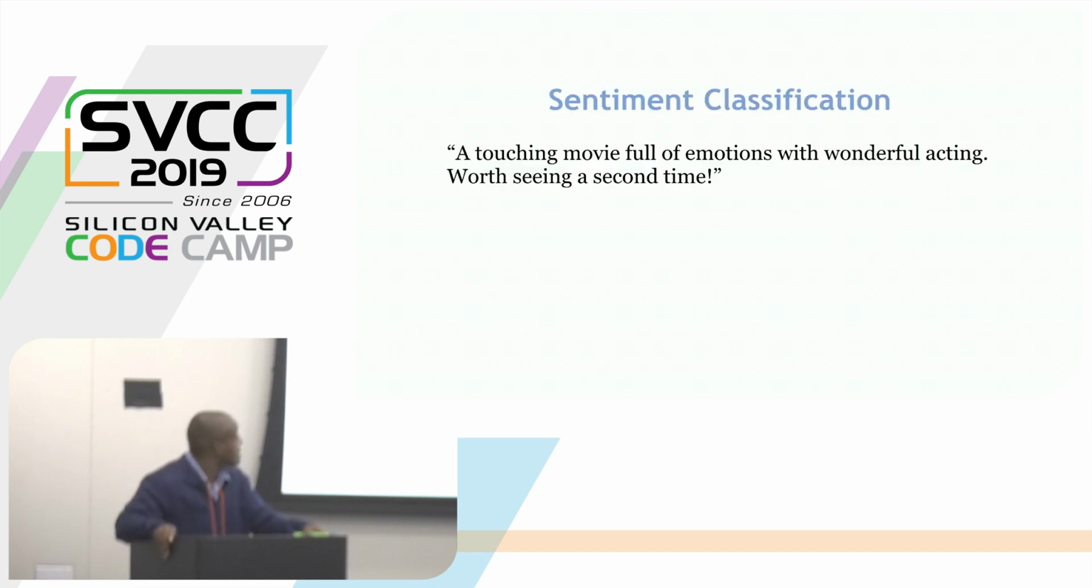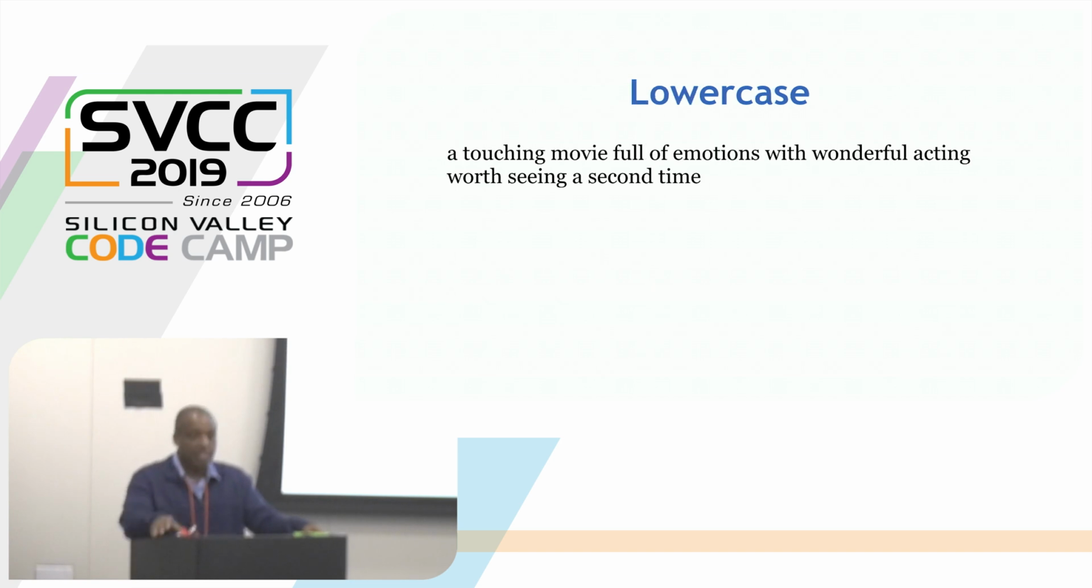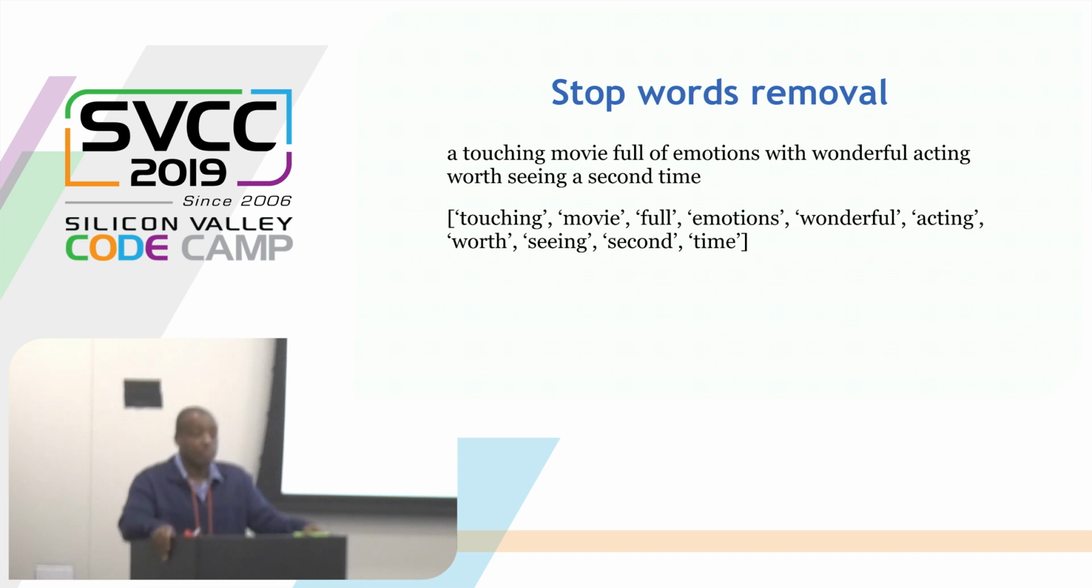Let's say sentiment classification. If you say "a touching movie full of emotions with wonderful acting worth seeing a second time," you can read that and get it, but a machine needs to read it and get it. And so what a machine has to do, first of all, it pre-processes by getting rid of all punctuation. It's the first step. Then it makes all the letters lowercase. Then it does what's called tokenization. Each word has to stand on its own so it can get a sense of how they're related. So it has to separate each word to get a sense of its meaning. Then it has to do stop word removal, with, of, on, gets rid of all those types of words.